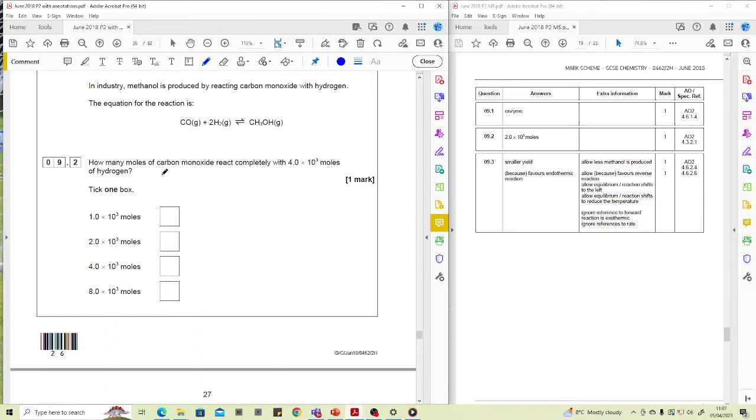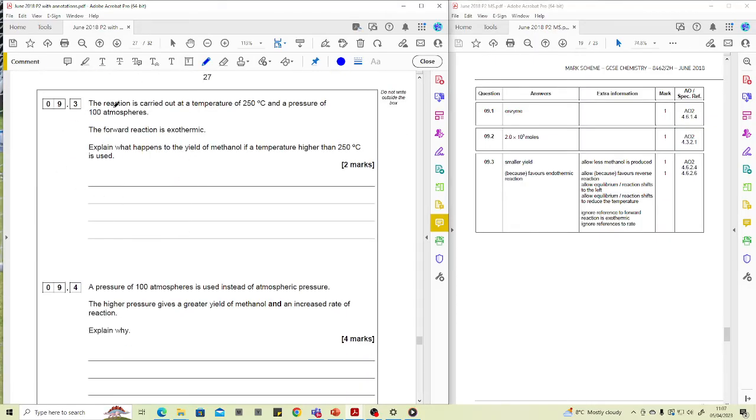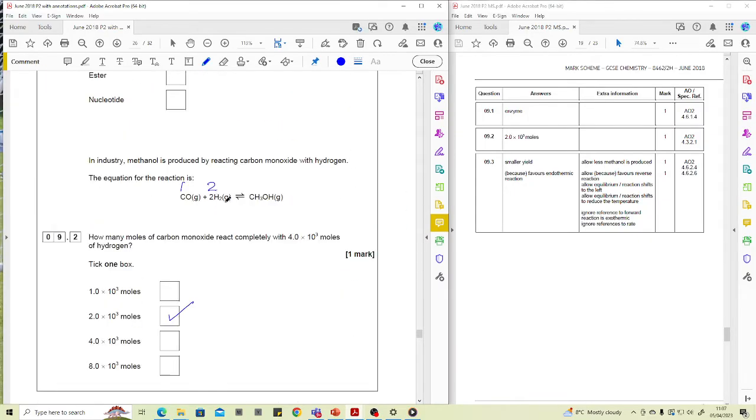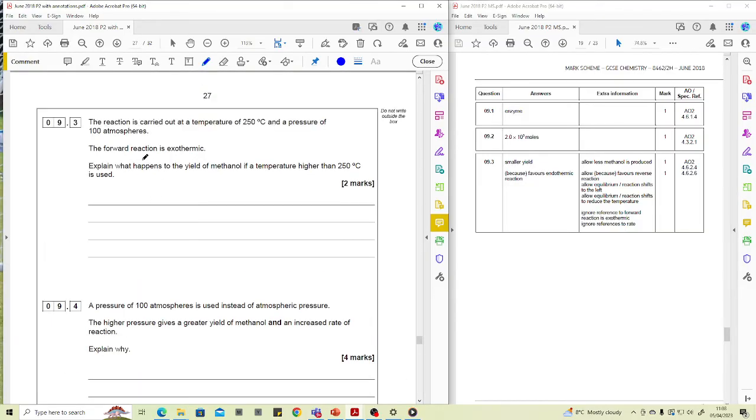So we are looking for the number of moles of carbon monoxide to react completely with 4.0 times 10 to the 3. So we've got one of these reacts with two of these. So we're looking for 2 times 10 to the 3. The reaction is carried out at a set temperature and pressure. The forward reaction is exothermic. Let's just check. Forward reaction makes methanol. So what happens to the yield of methanol? That's a forward reaction.